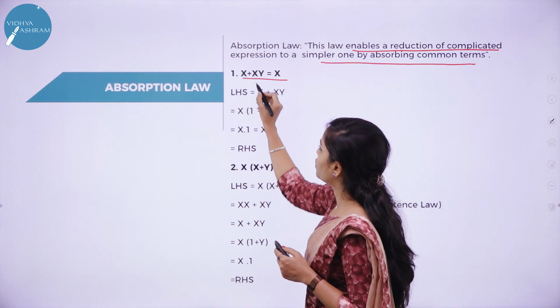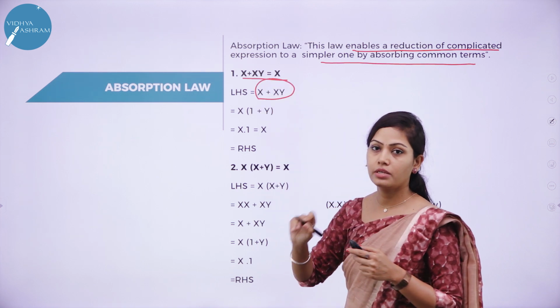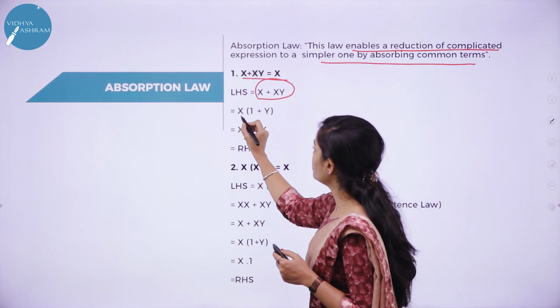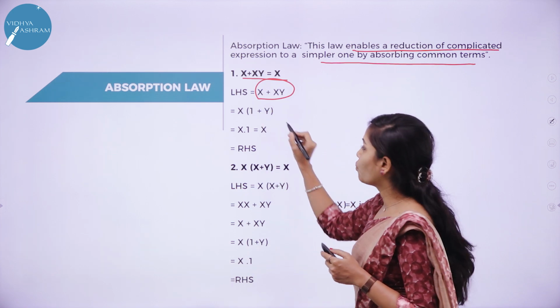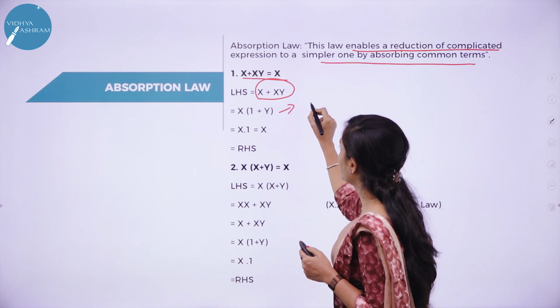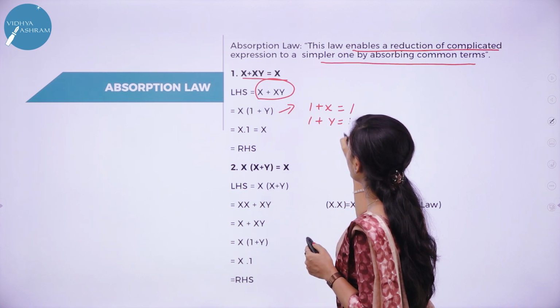Take LHS is equal to x plus xy. Here you can take the common factor. x is a common factor. So, take x as a common factor, you will get x into (1 plus y). So, 1 plus y means 1. Already I have explained 1 plus x is equal to 1 and 1 plus y is also equal to 1.